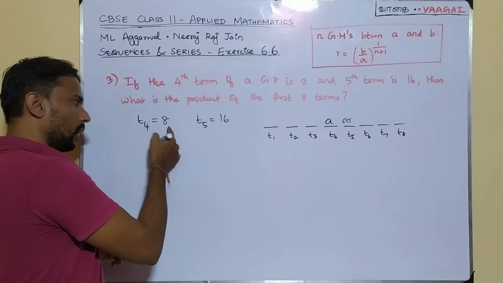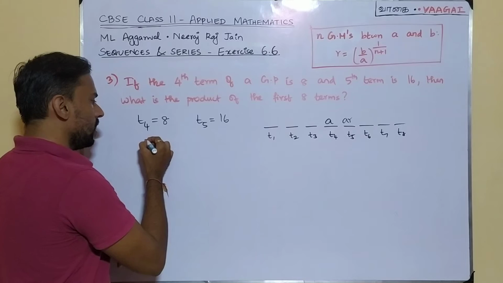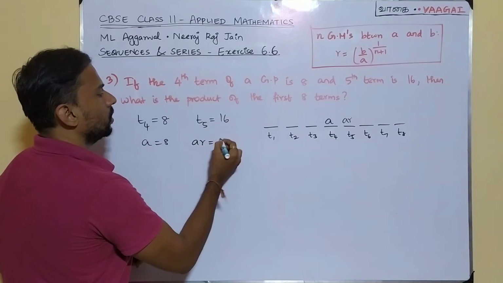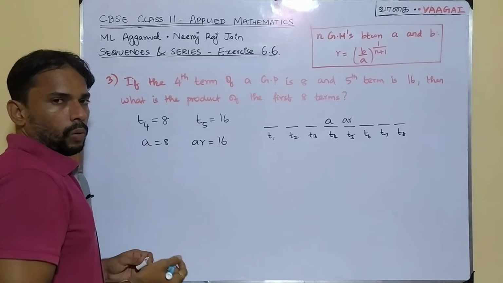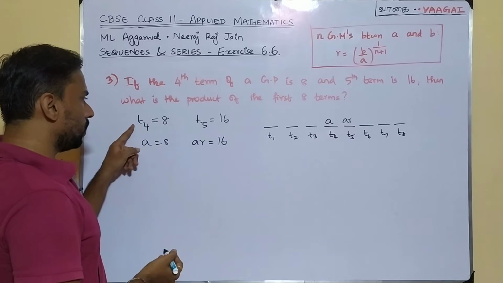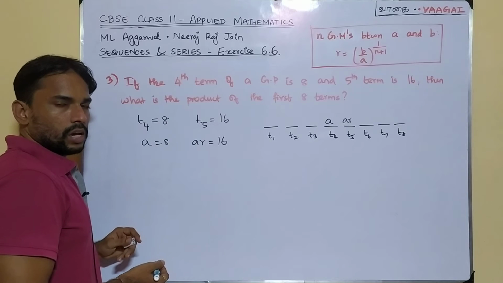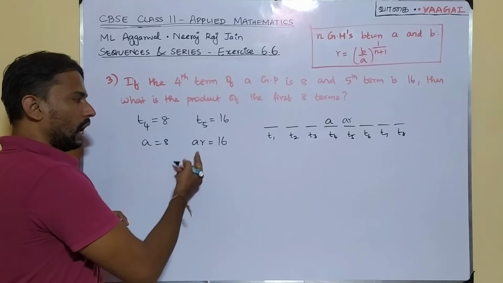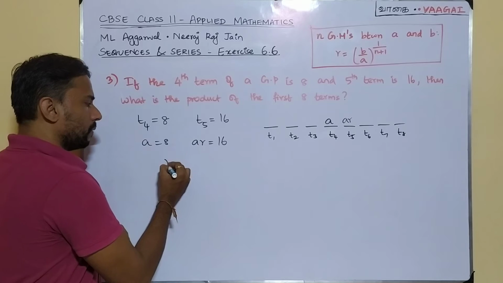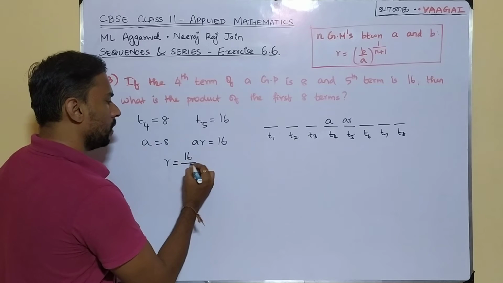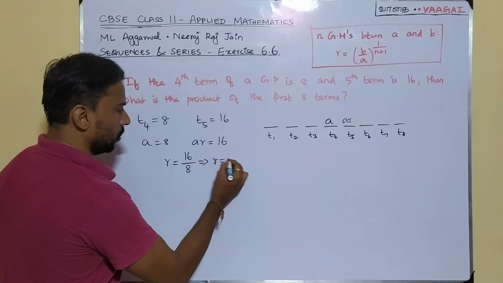So that means now term 4, as per our assumption, A value is 8 and term 5 is AR, it is going to be 16. Now what I can do, I can divide term 5 by term 4. If I divide term 5 by term 4, I will have AR by A. That means I will get the value of R. Yes, R will be 16 by 8, which implies R is equal to 2.